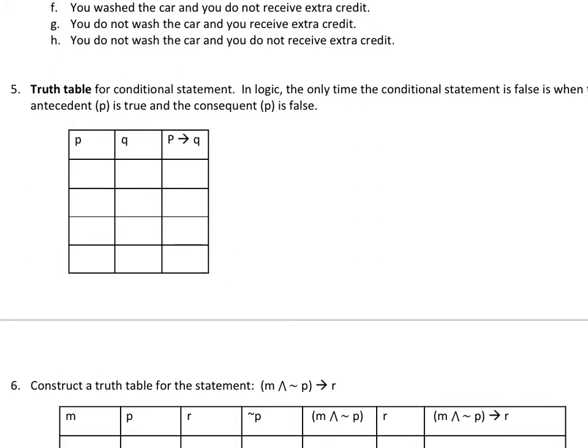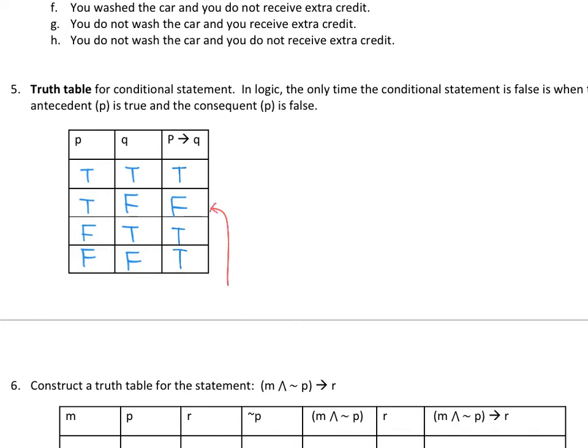So again, we're going to start. I have statement P, I have statement Q. So I'm going to start the same way: T, T, F, F, and then T, F, T, F. Right? So again, the only time this is false is when the antecedent is true, but the consequent is false. So that will be the second case. This is false. And every other statement is true. True, true.